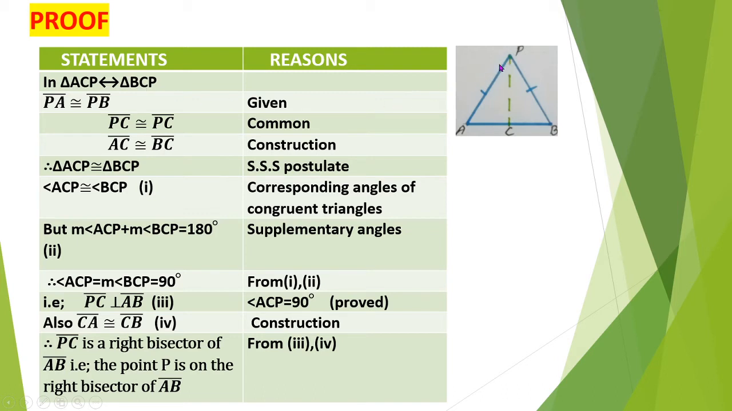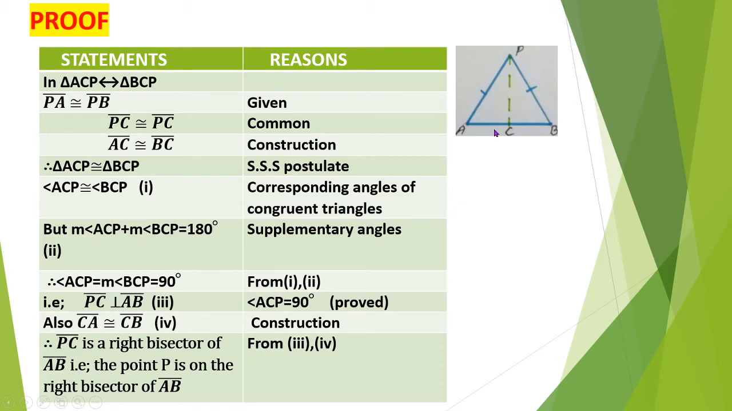As side PA is congruent to side PB, and it is in our given portion, the reason for this statement is given. Then you can see that side PC is the common side of these two triangles, so PC is congruent to PC, and the reason for this statement is common, because it is common between these two triangles.